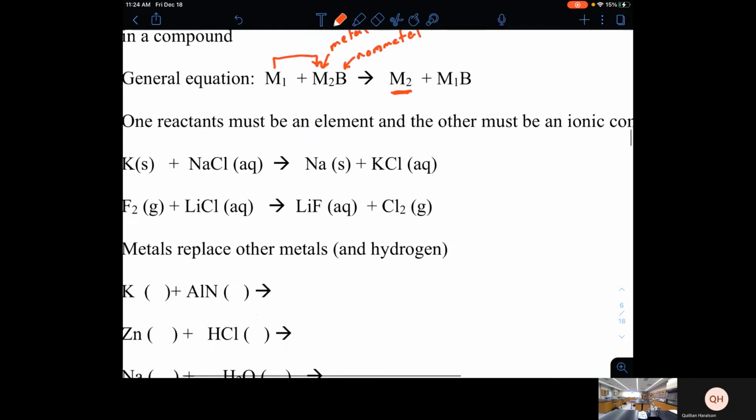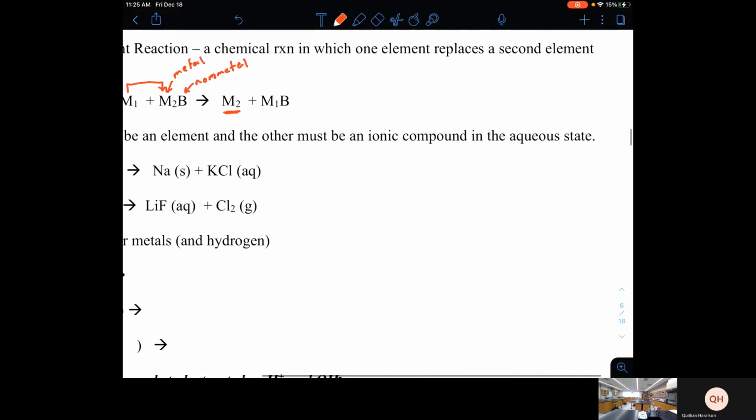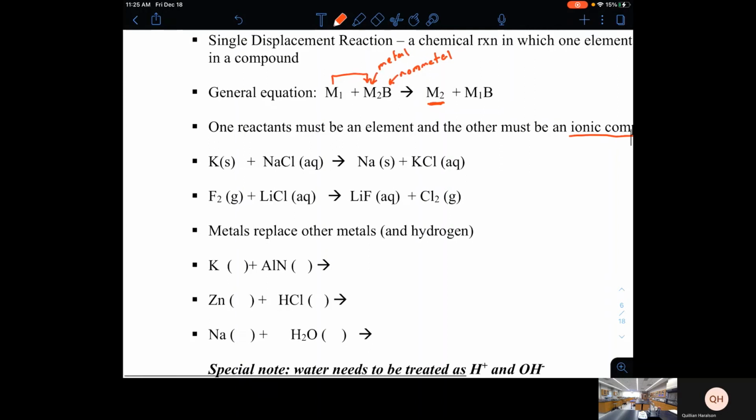Before I talk about the examples, let me point one thing out. Ionic compounds in these single displacement reactions are going to be in the aqueous state. If you remember, in the combination and also in the decomposition reactions, we said they were going to be crystalline solids. In order for this reaction to actually take place, these ionic compounds have to be dissolved in water. So when you start seeing these ionic compounds, they're going to be in the aqueous state.